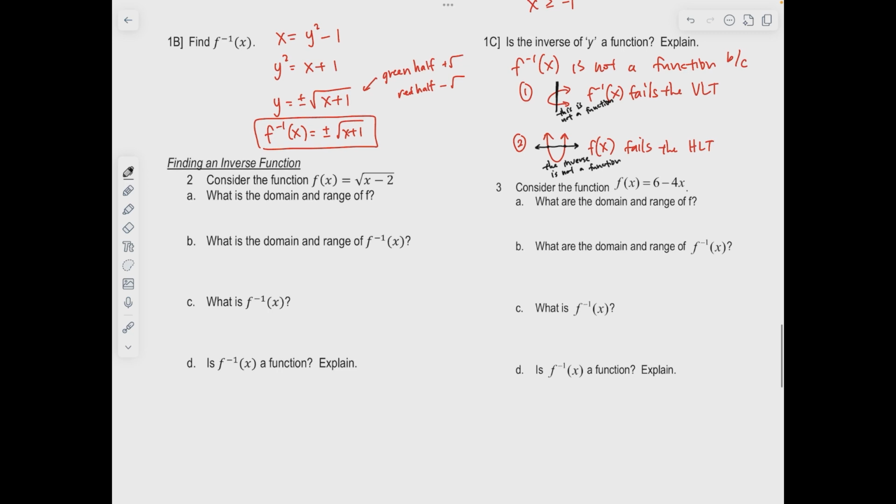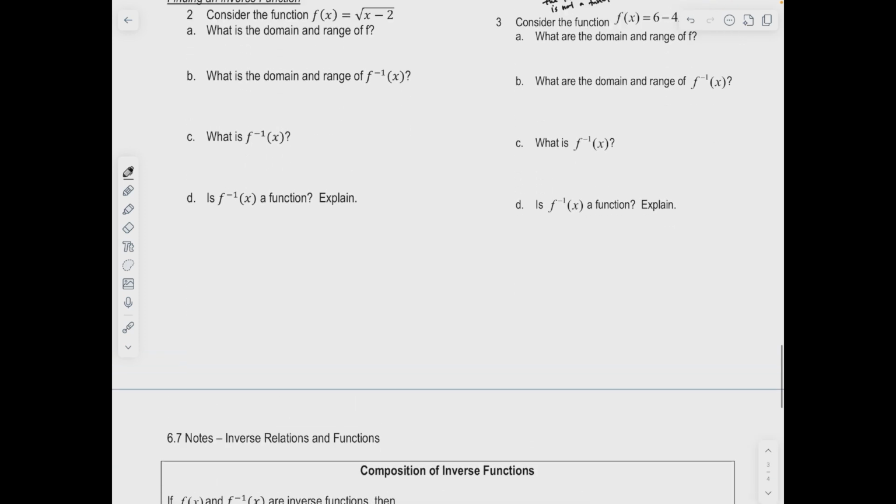Okay, so consider the domain and range. What are the domain? What's the range? And then what is the inverse function? Okay, so pause here, give it a try. Let's see how we do.